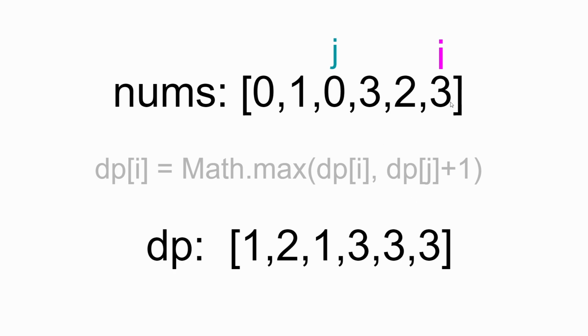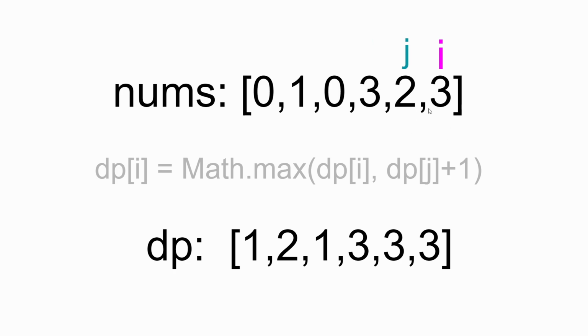We continue. Is 3 greater than 0? Yes. And let's make sure I'm looking at the proper indexes here. Is dp at I, which is 3, greater than dp at j, which is 1 plus 1 equals 2? It is, so we don't actually update this. We're just going to increment j. Is 3 greater than 3? No, so we can just increment j, and then this is a final iteration which will give us our answer.